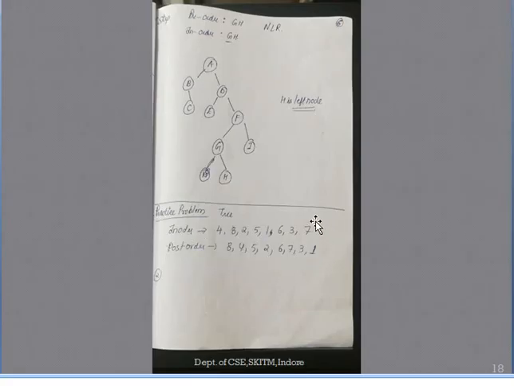This question I had given for practice purpose. In order and the post order. With the post order we will get the root node at the last place, and this is the left child and this is the right child.